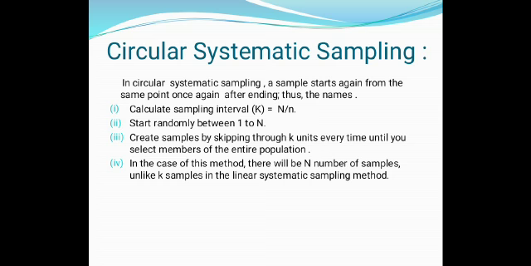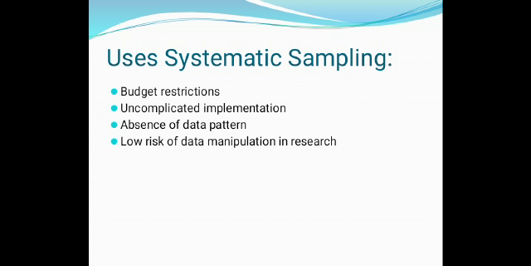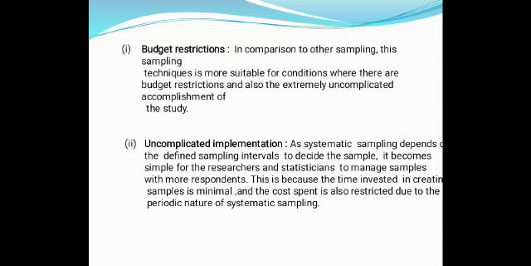Some uses of systematic sampling: budget restriction, uncomplicated implementation, absence of data pattern, and low risk of data manipulation in research. First, budget restriction. In comparison to other sampling techniques, this sampling technique is more suitable for conditions where there are budget restrictions and also where extremely uncomplicated accomplishment of the study is needed.